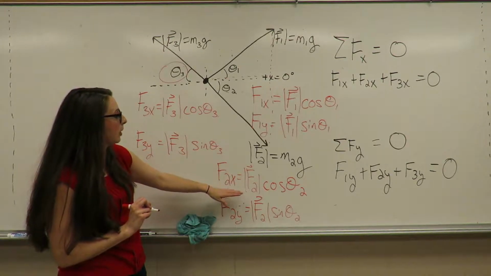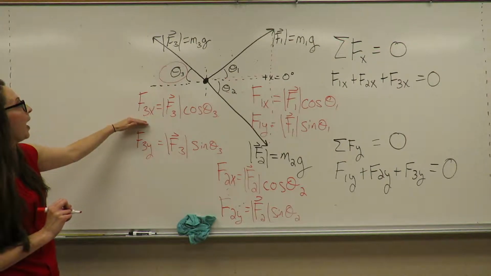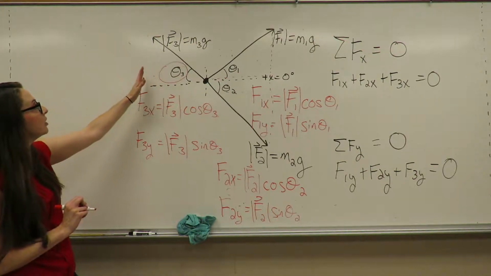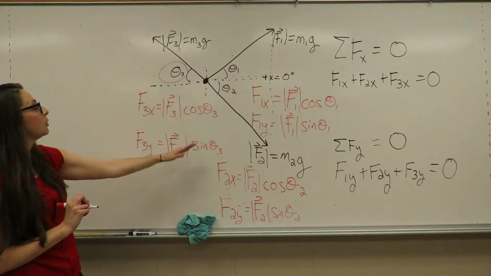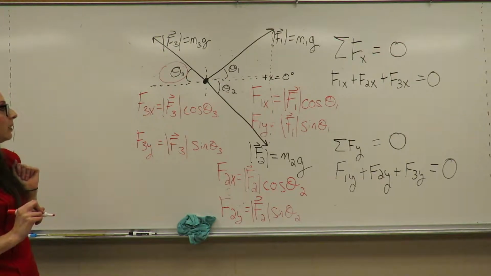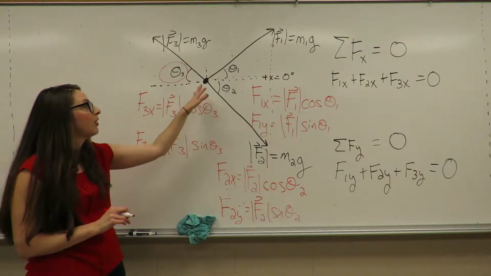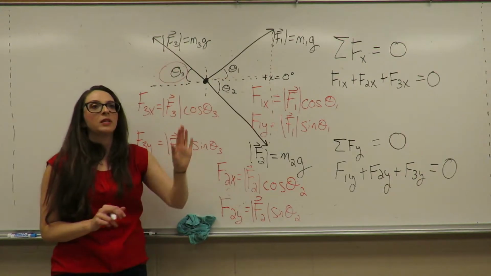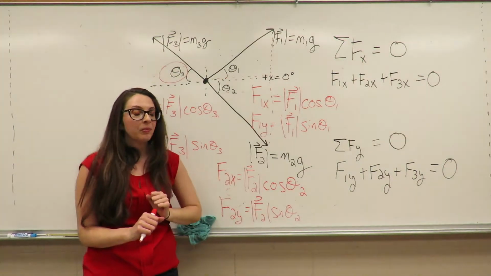For F2x, we want the cosine because that's the adjacent side. For F3x, we want the cosine, which is the adjacent side. For F3y, we want the opposite side, so we use sine theta 3. But in some of these, I didn't take into account the fact that these vectors are actually pointing possibly in the negative x or negative y direction.